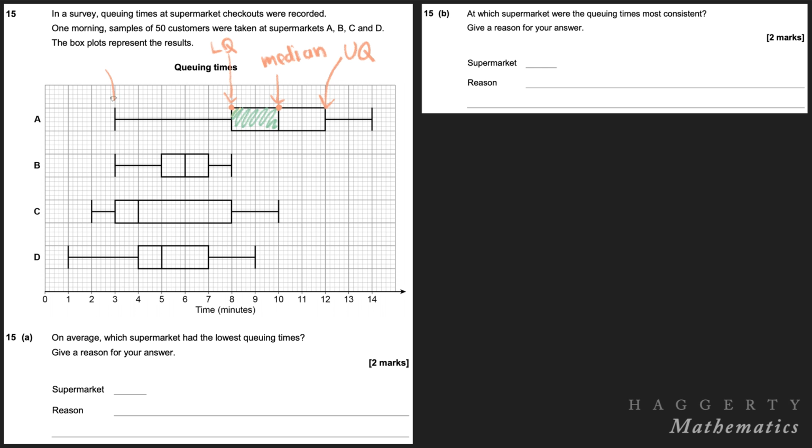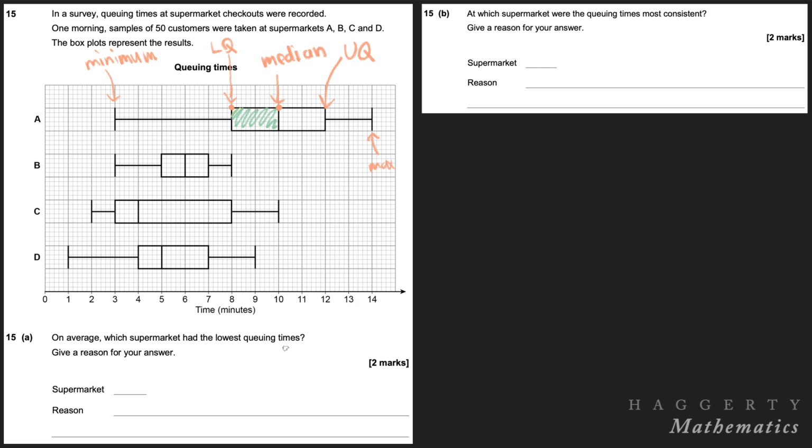And likewise, this is obviously the absolute minimum, so you might call it the lower bound or minimum, whatever you want to call it. And this is the maximum, or the upper bound. So for part A, they're asking, on average, which supermarket had the lowest queuing times?